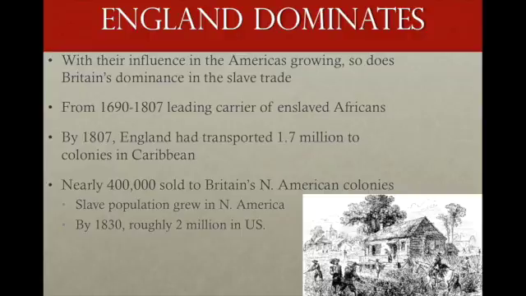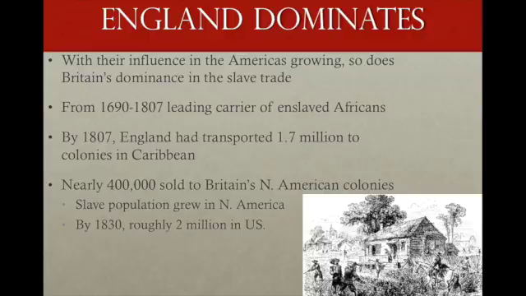over. By 1807, England had transported 1.7 million slaves to the colonies, and nearly 400,000 were sold to Britain's North American colonies. So this is very different from Brazil. In Brazil, they pretty much got worked to death.